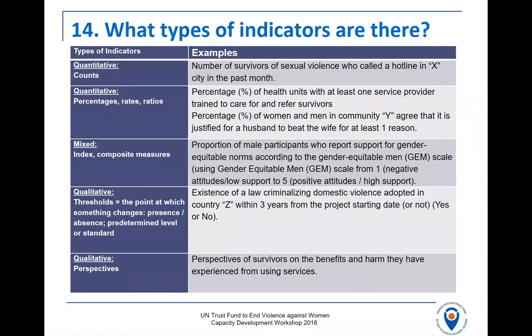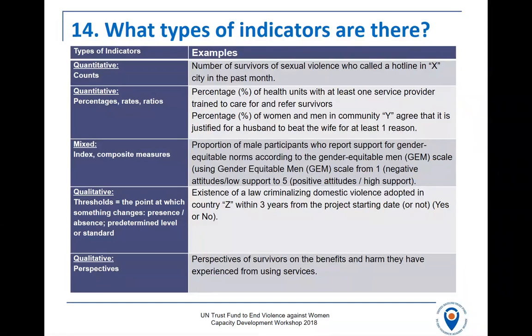You may have heard of something called the Gender Equitable Men Scale. This is a survey that goes out to men asking them, what is your opinion on women's rights? And they will set a scale. They'll say, oh, I'm negative about women's rights or positive. And then you can talk to hundreds of men and you can turn that into a percentage and say, well, 50% of men we spoke to had negative attitudes or vice versa. So those are the main three types: quantitative indicators, qualitative, and mixed.